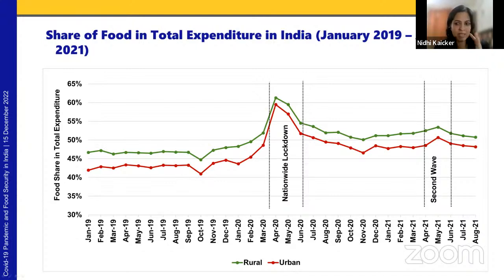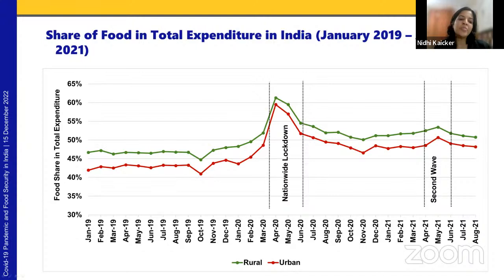But what is important is that the nationwide lockdown went into phases, and there was a gradual opening up from June 2020 onwards. And then the peaks of the first and the more deadly Delta variant second wave were in October 2020 and somewhere around March and April 2021. So even after the second wave had subsided, the food expenditure shares were not back to the pre-pandemic levels.